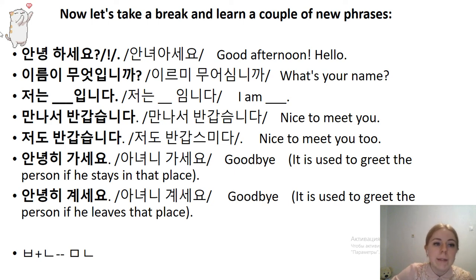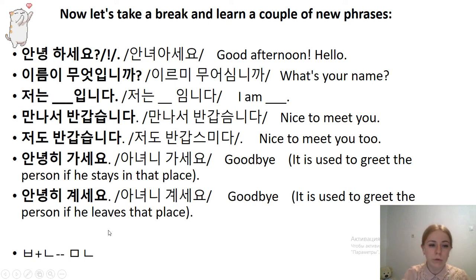The next phrase is what's your name? We say 이름이 무엇입니까? 이름이 무엇입니까? So what's your name? And you have to say 저는, you put here your name, and then you say 입니다. I'll remind you that in all these cases we read ㅂ plus ㄴ like mun.